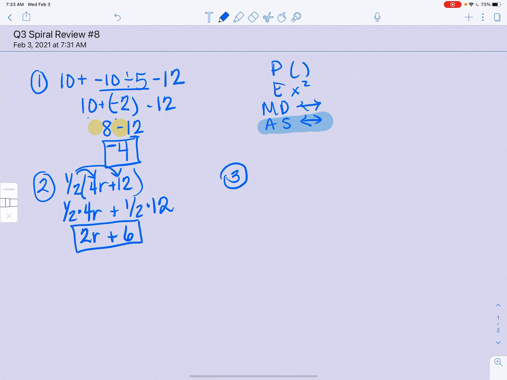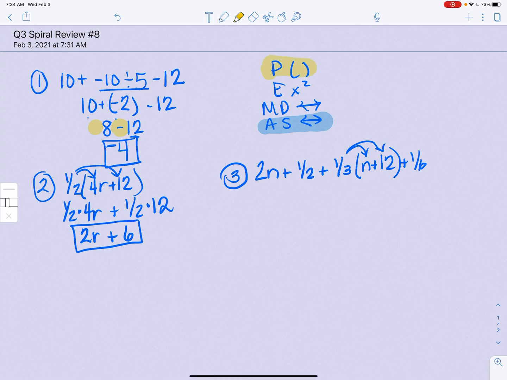Number 3 is a longer problem, but it is combining like terms. 2n plus 1/2 plus 1/3 of 9n plus 12 plus 1/6. Okay, so the first thing that I have to do is distribute, because that's parentheses. If we recall, all of them get added together, so we are doing a problem where we use order of operations every single time.